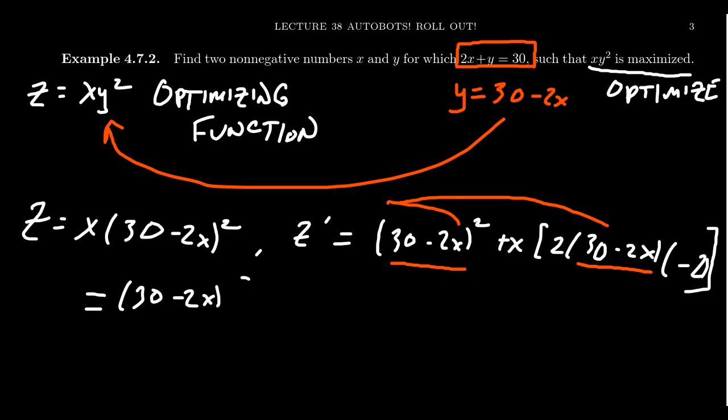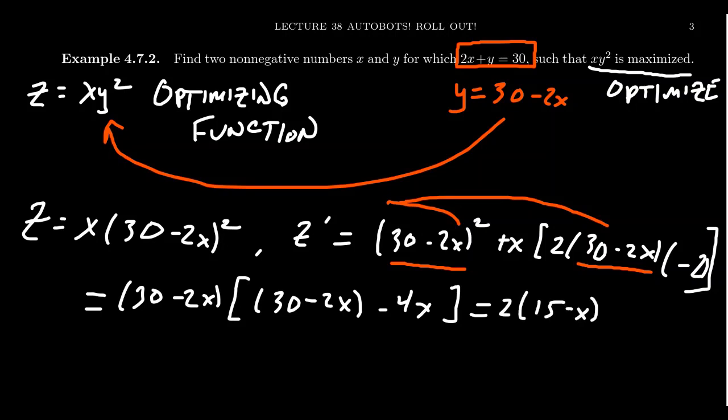what's left behind? Well, you get 30 minus 2x from the first product. Then you're going to get a negative 4x because we had a 2 and we had a negative 2 right there. And so let's see, 30 minus 2x, both 30 and 2 are divisible by 2. You can factor out a 2, leaving 15 minus x. And then if you take the negative 2x minus 4x, that gives you negative 6x. And then 6 and 30 also have a common factor of 6. If you factor that out, that'll leave behind 5 minus x, like so.